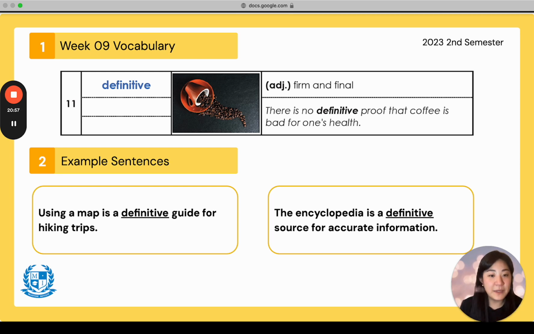Or the encyclopedia is a definitive source for accurate information. So I know that sometimes we look up some information on the internet, but there could be some websites that are not good websites and have false information. So an encyclopedia or something that was published would be better for definitive source. Something that is firm and something trustworthy.